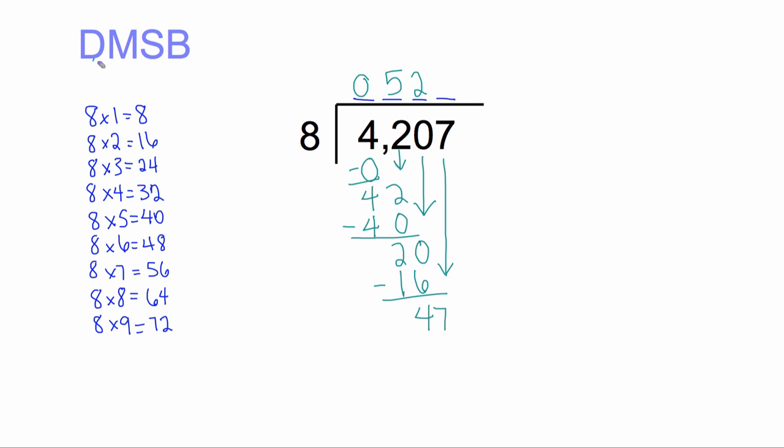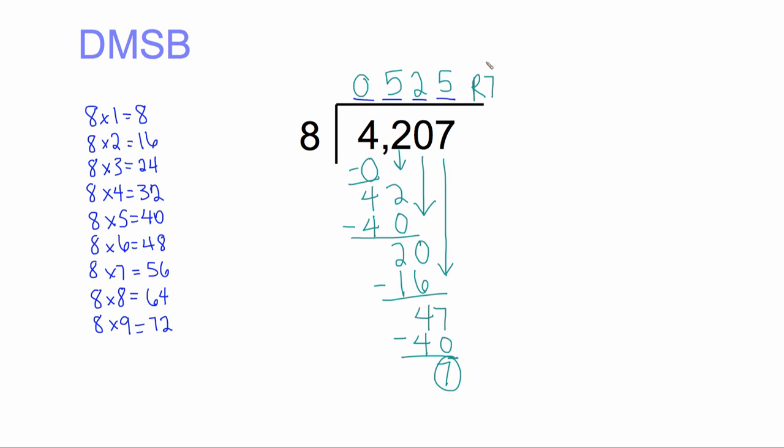Let's go ahead and do our last parking space. How many times can 8 go into 47? I'm going to consult my list again over here. 40 and 48 will be too big, so we're going to have to go with 8 times 5. 8 times 5 is 40. We subtract, and we get 7. We have no more numbers to bring down, so we're finished. 7 is going to be our remainder.